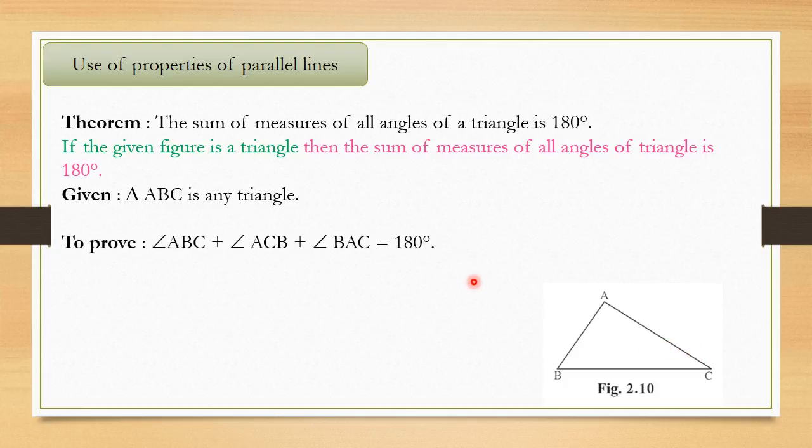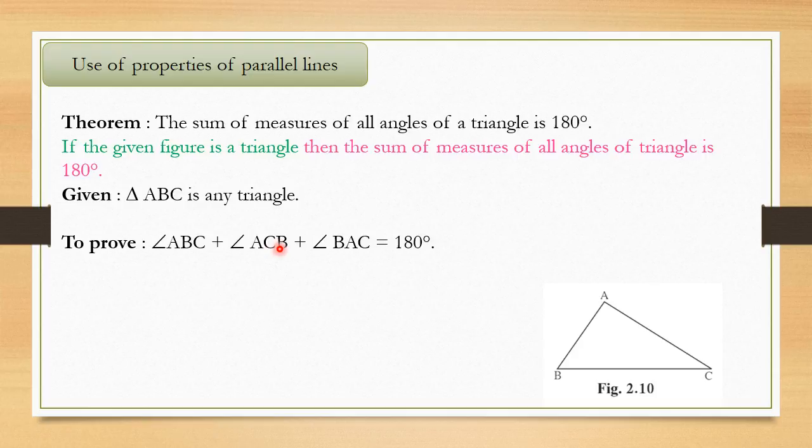So I'll show. To prove: angle ABC, that means this angle B. We are writing in the full form or full name, that means a three-letter name of an angle. So here ABC means angle B, plus angle ACB. ACB means this angle C, plus angle BAC. So here BAC is this angle A. So when we add all these three angles of a triangle, we get the summation equal to 180 degrees. That we are going to prove.